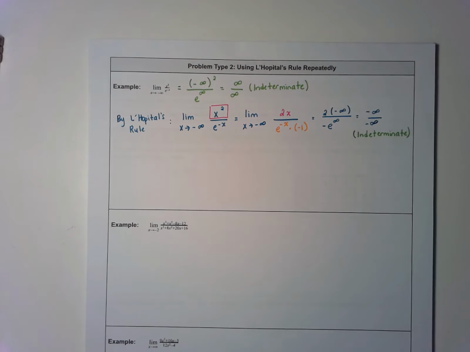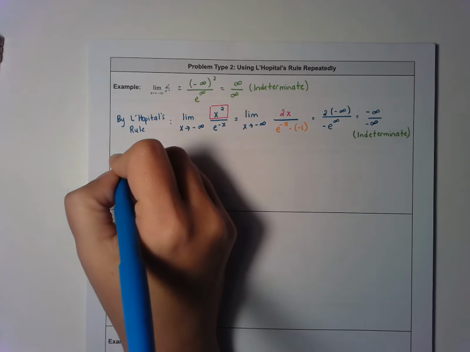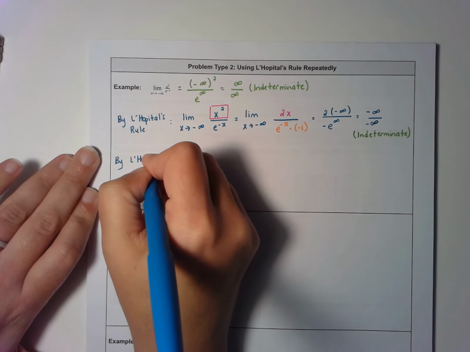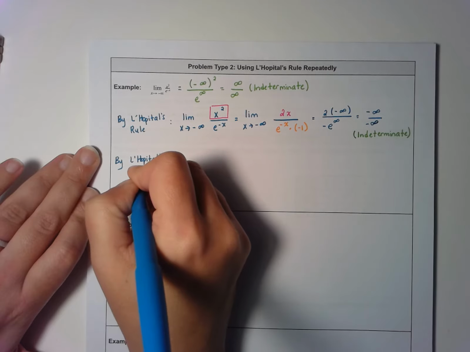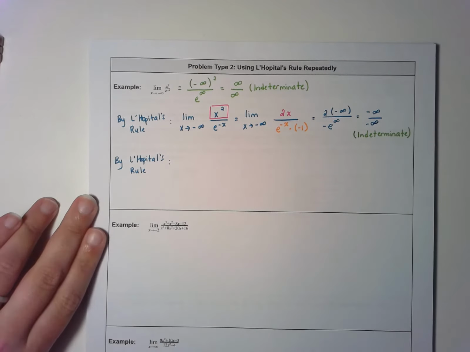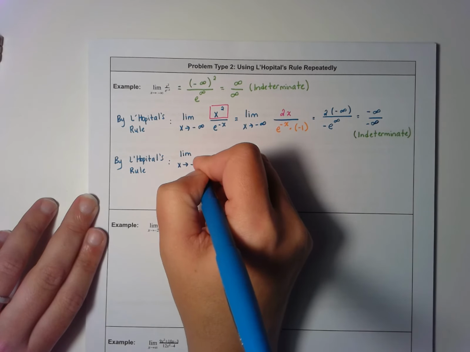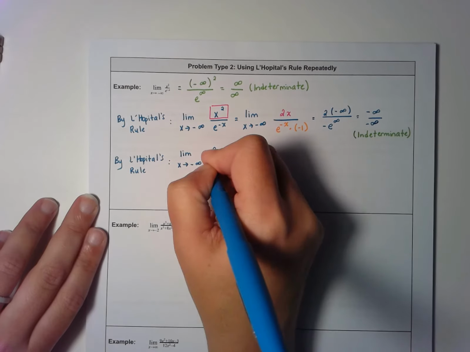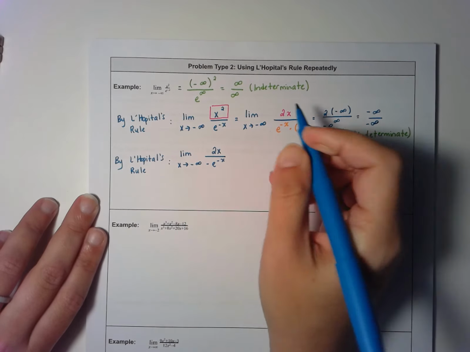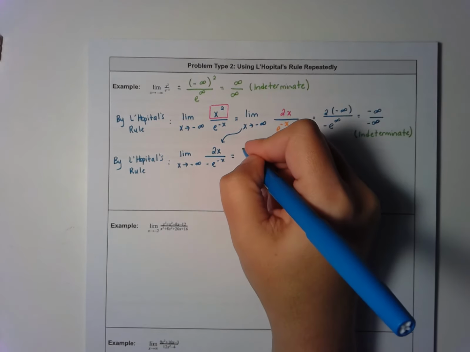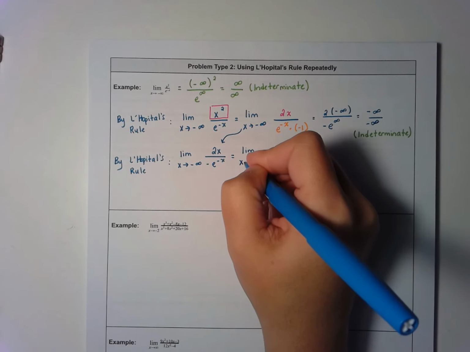Once you've applied L'Hopital's rule, if you get another answer that's indeterminate, then you can apply L'Hopital's rule again. So by L'Hopital's rule, you have to say it again, this new limit, the limit as x goes to negative infinity of 2x over negative e to the negative x. So it's this new limit that we started with. Now we're going to take the derivative again. So now we're going to be working with the second derivative of these functions.